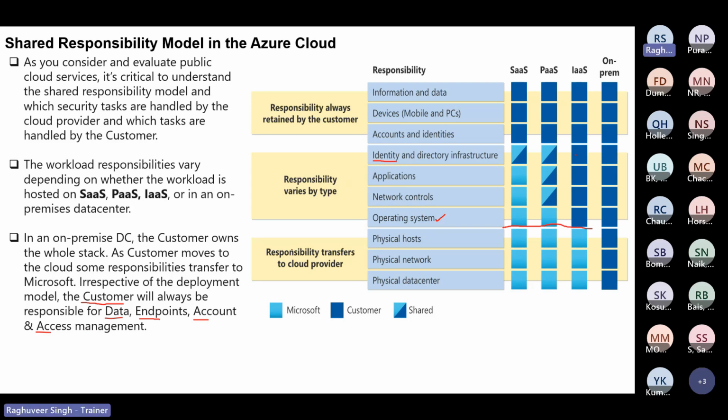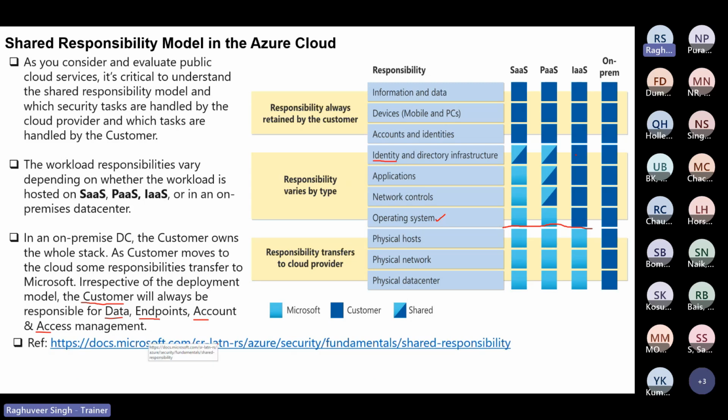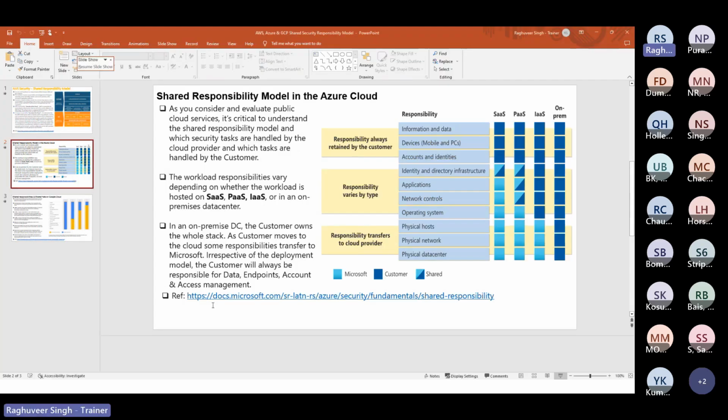So that's what the shared responsibility model in the Azure cloud is. Similarly, if you need more information, you can refer to this URL. It will give you more information about this model. So I'll share this URL with you all. Okay, I've just put it into the chat window.